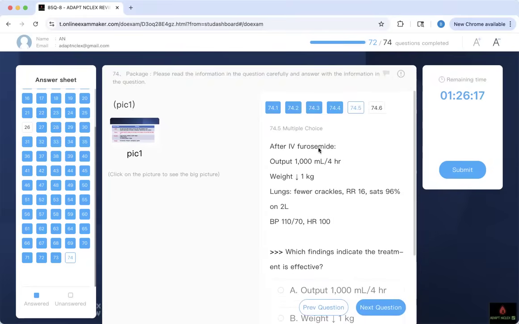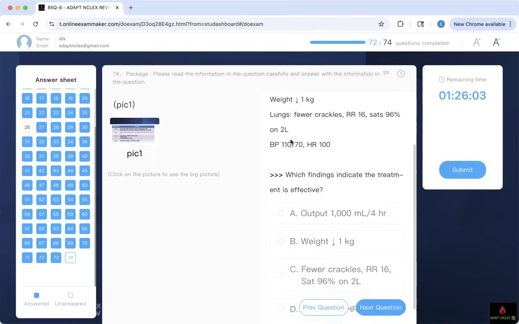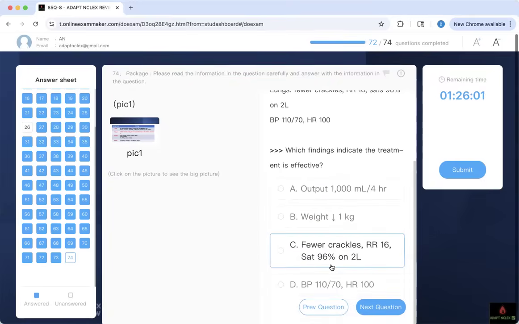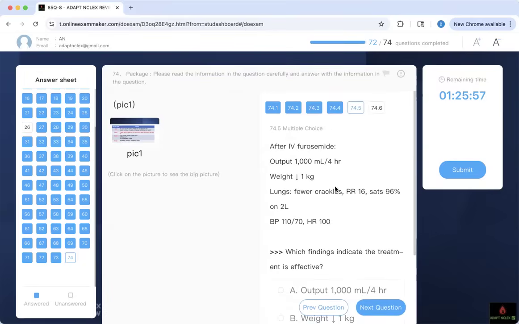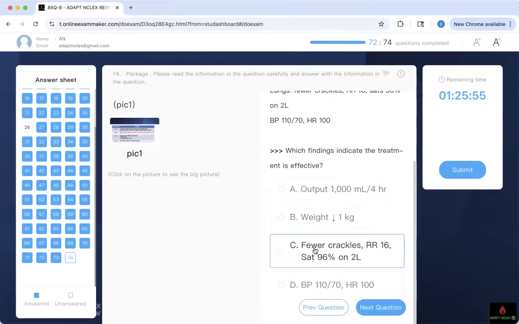After furosemide, that means we give them a loop diuretic, they pee 100 mL over 4 hours. That's good. Their weight went down. Their lungs now have less crackles. Saturation is now better on 2 liters. Blood pressure is improving. Which findings indicate treatment is effective? You can see all the lung problems. Pick the ones that apply.